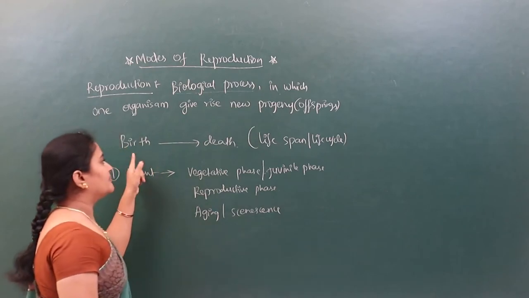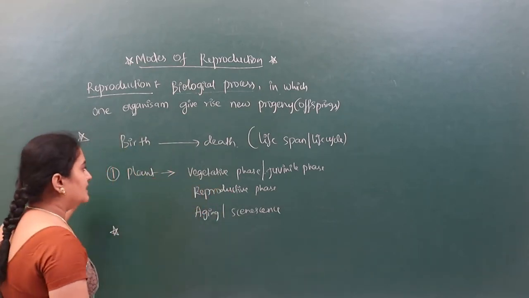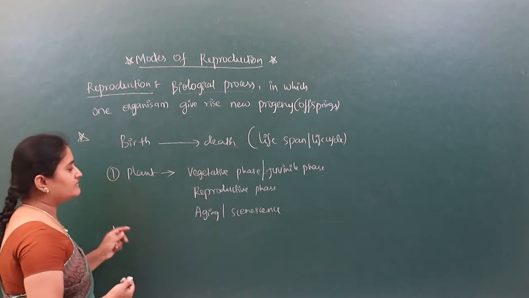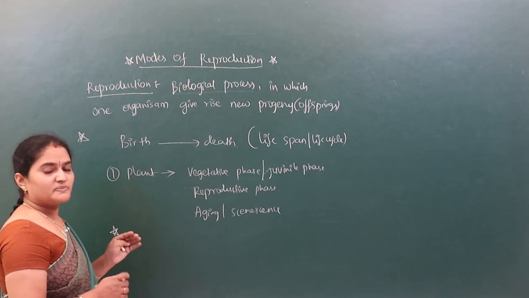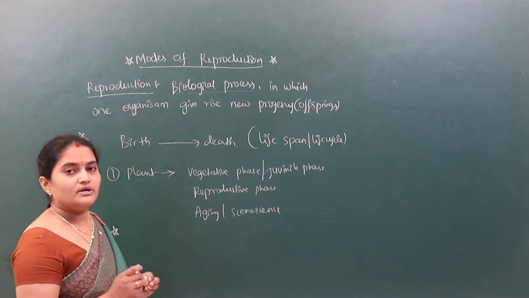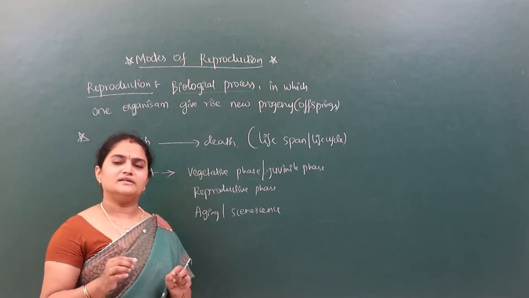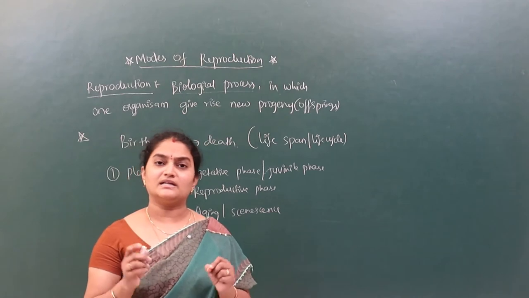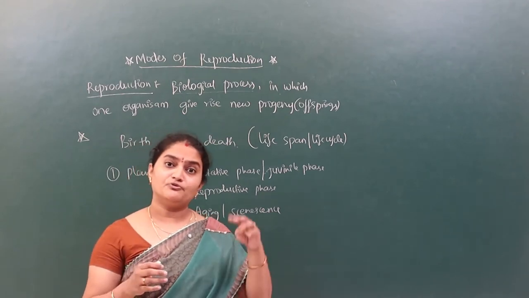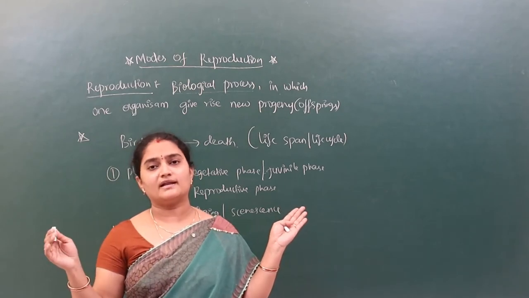So the process between the birth to the death is called the life cycle or the lifespan. Next, after the entry of vegetative, reproductive and aging phases, all these plants have to undergo different types of reproduction process. Consider a banyan tree that was present 100 years back, and it is continuing its life.